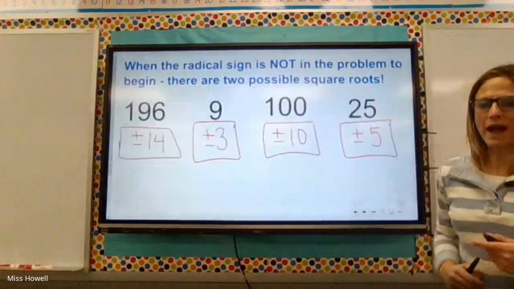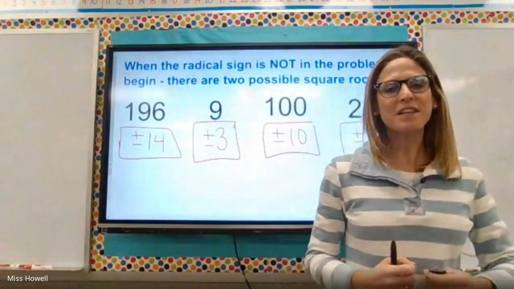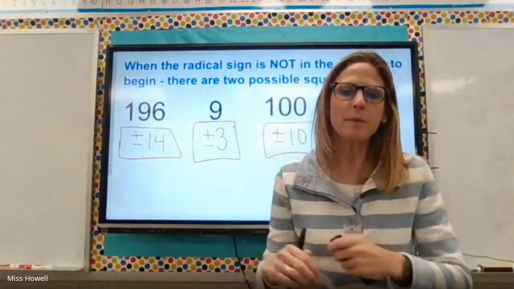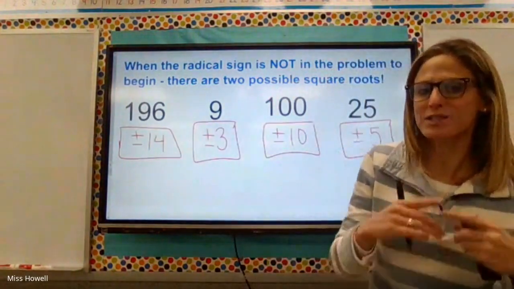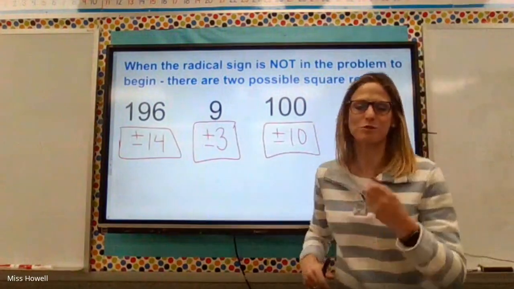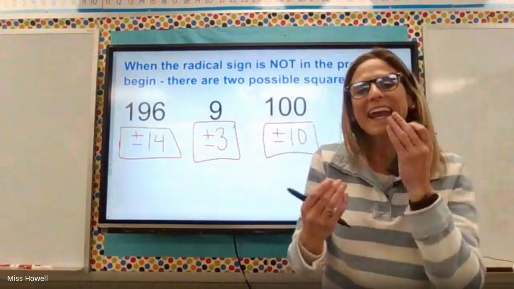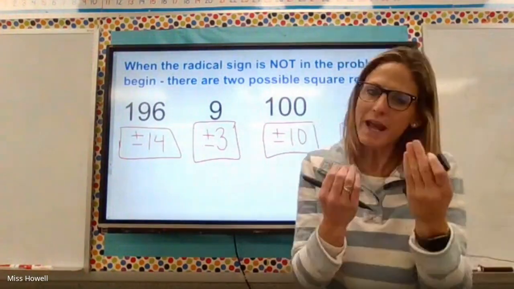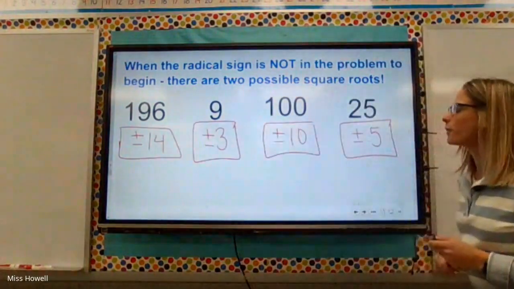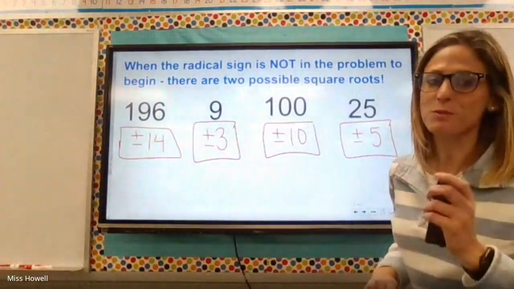If I don't have a radical or square root sign to begin with, and I'm asked for possible roots, then I have to think about the possibility that I could take a positive number and square it and end up with that number, but I could also take a negative number and square it and end up with that number. In that case, we have two possible square roots that I have to account for: a positive integer and a negative integer. They're going to be opposites of each other, but I have to account for both, not just the positive one. I promise people are going to leave off the negative option for this one, so be careful.